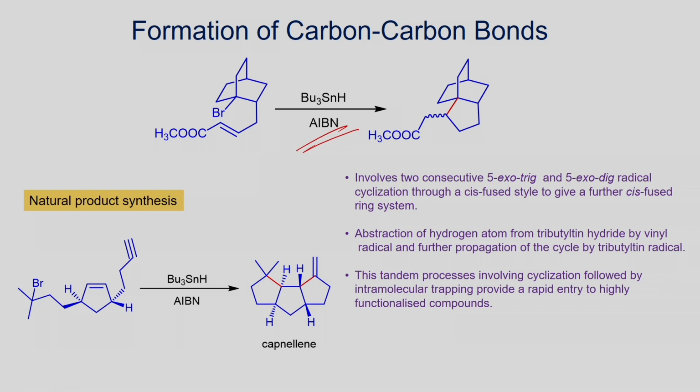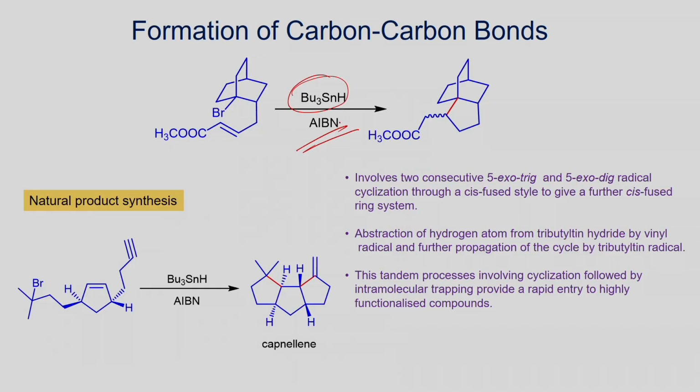Here another example is shown. Just as we have seen in the earlier case, we have seen the intermolecular reaction. You have the alkyl iodide and acrylonitrile which can undergo addition reaction in the presence of tributyl tin hydride and AIBN. AIBN is the radical initiator, and it can react with the tributyl tin hydride. You form the tributyl tin radical which can undergo reaction.